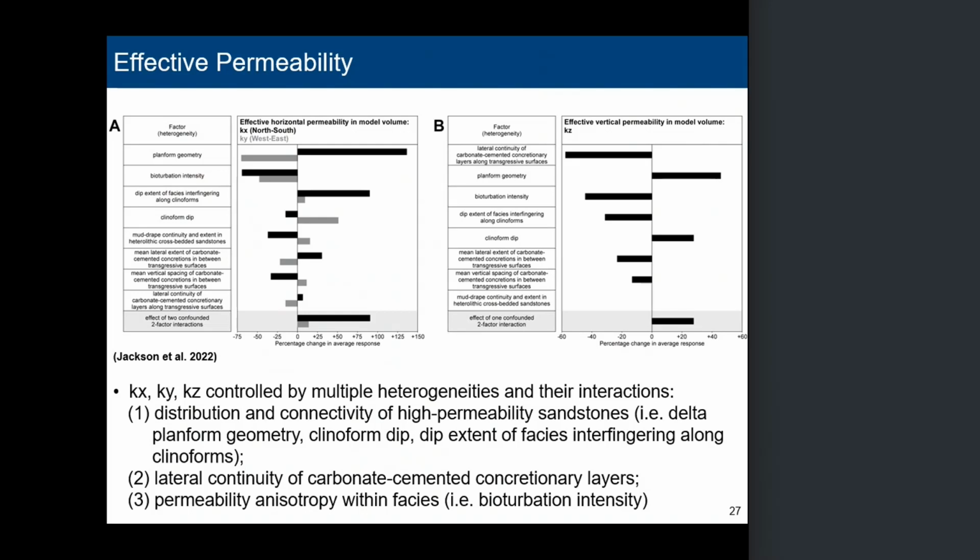And then parameters that relate to carbonate cements. That's particularly important for the vertical permeability, whether we have laterally continuous carbonate cements on top of some of these units, and the number and spacing of smaller carbonate cements as represented using KV/KH ratios within the facies. So pretty much most of the heterogeneity we looked at had some impact on either lateral or vertical effective permeability.